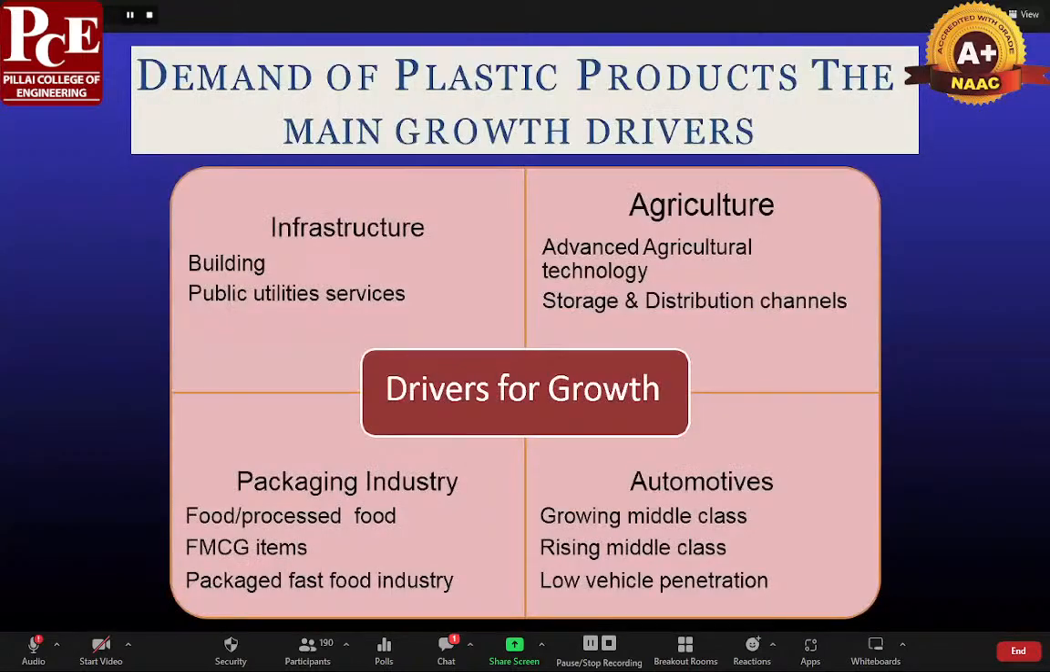This slide tells you why people are so mad about polymeric material. Look at the fields: infrastructure, building, public utility services, agriculture, automotive, packaging industry, everything. Just now, Dibya madam was talking about vehicle safety. If you want to make, say, a safety belt, what material are you using? It is a polymer again. Any kind of thing, no matter whether you are in biomedical, construction, or agriculture, whatever. As I said, forget about other things.